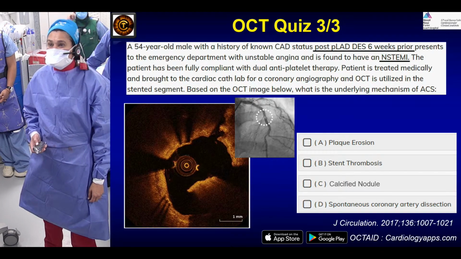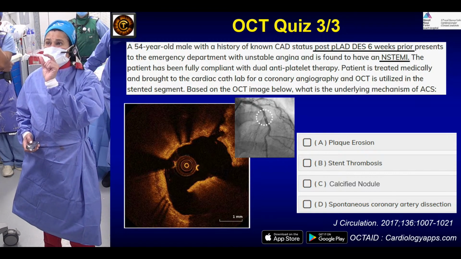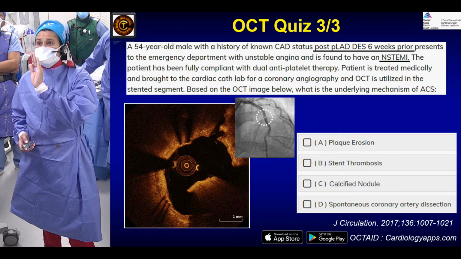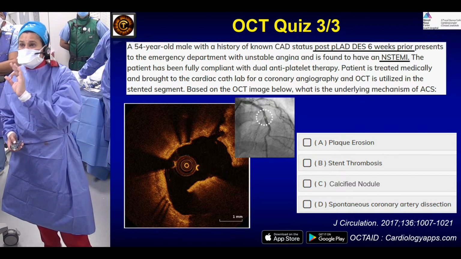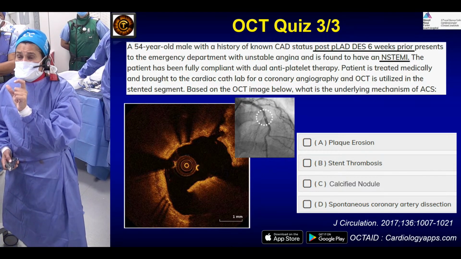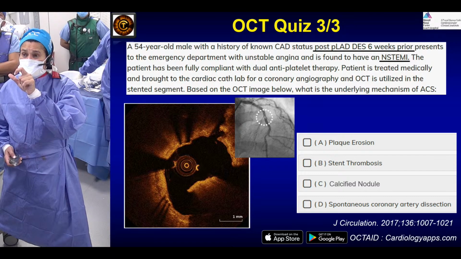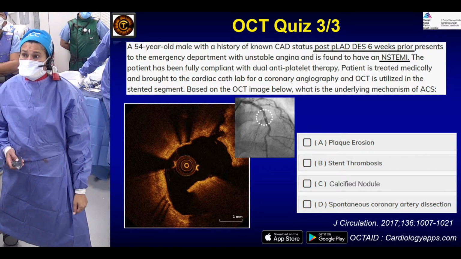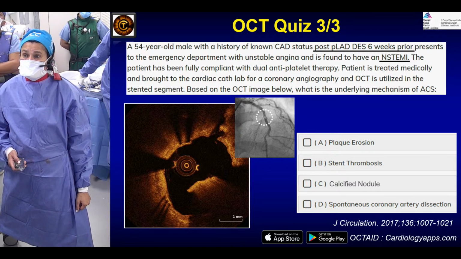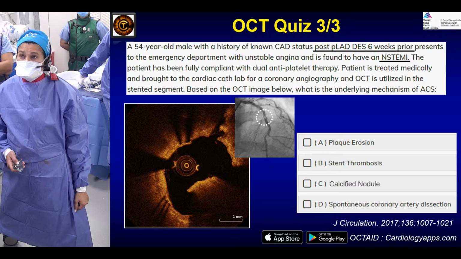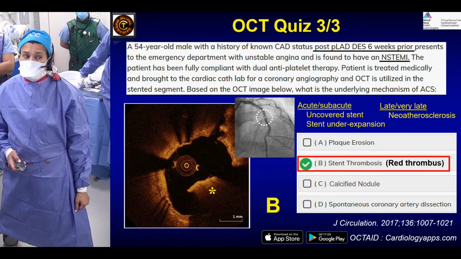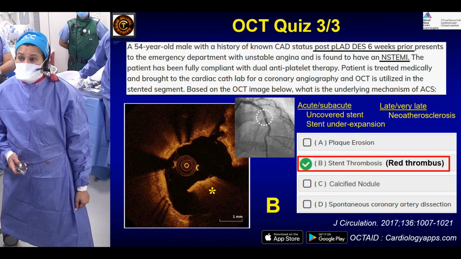And the final one, this is a little complicated. You see a 54-year-old male with CAD who presented with non-STEMI. The patient has been fully compliant with dual antiplatelet therapy. Based on the OCT image, you see what the angiography shows, right? And then there is an OCT image right there. So what does the OCT image show? Is it a calcific nodule, plaque erosion, stent thrombosis, or spontaneous coronary artery dissection? It is red thrombus, not white. Okay. That's where we are.